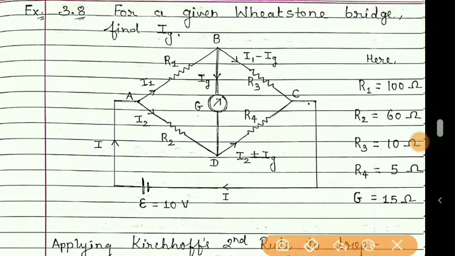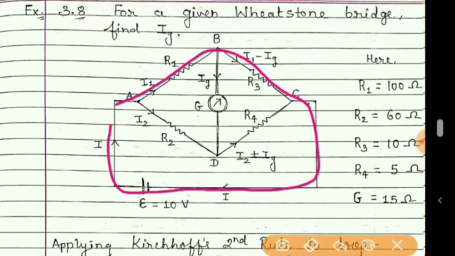Now students, in your textbook 3 loops are considered. One is ABDA, then the second is BCDB, and the third is ABCEA. So these 3 loops are used in your textbook and 3 equations are obtained, and after solving those 3 equations, the value of current Ig is obtained.